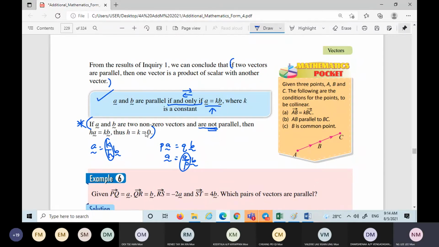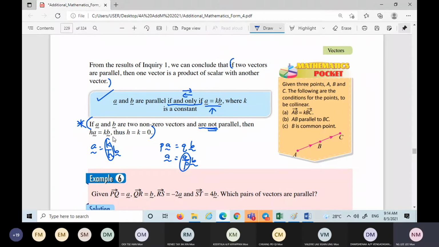Okay, so you see, this is very funny. When you say this is not parallel, but A is still equal to kB, there is only one situation that can happen: when the scalar is 0. So if you write it this way, hA is equal to kB, but A and B are not parallel and A and B are non-zero vectors.